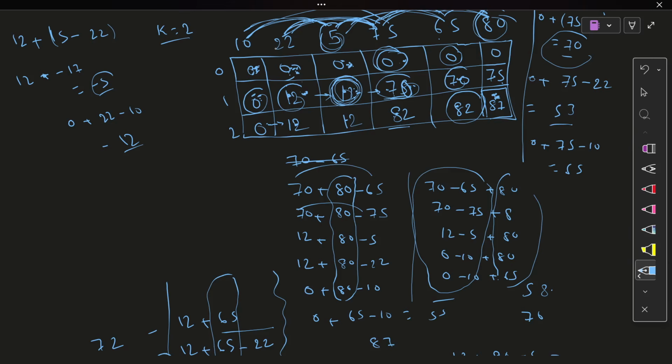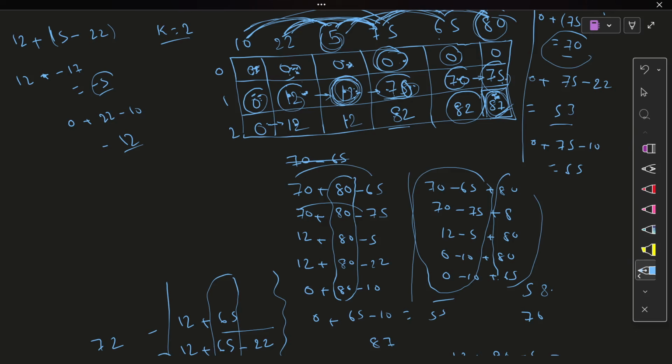Here 12 minus 22, maximum, maximum, maximum. Here we will get the maximum. Compare this maximum and this one. We will get the maximum. Okay, so here we will get the maximum value. So what I will try to do is find the maximum always.